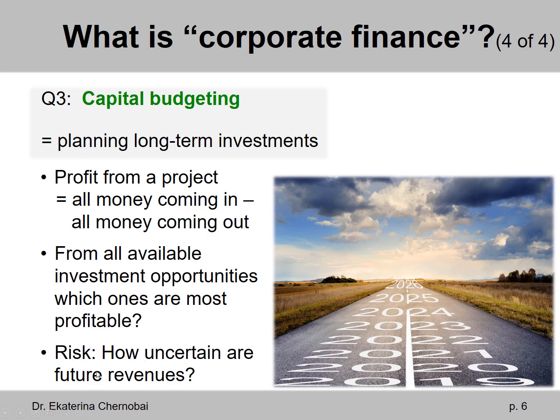And the last item that's relevant here is what we call risk. How uncertain are future revenues? Are they guaranteed to happen? Are they very unlikely? Are there different possible scenarios? So all of this is captured in what we call capital budgeting.